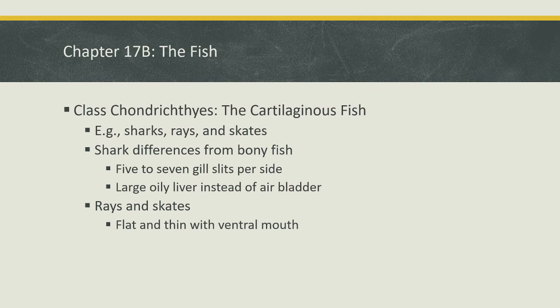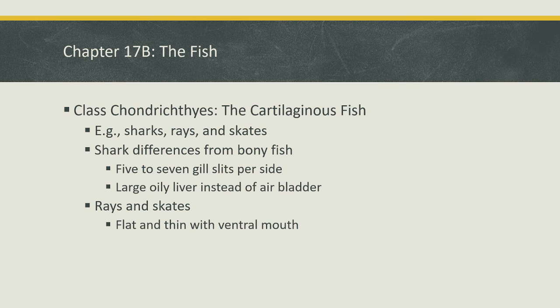All right, just about wrapping it up. So that was class Agnatha, and then finally class Chondrichthyes, and this is the cartilaginous fish. So this is what has sharks, rays, and skates in it. And the main thing is rather than producing bones, they produce cartilage. Yeah, so their skeleton is made of cartilage instead of bones.